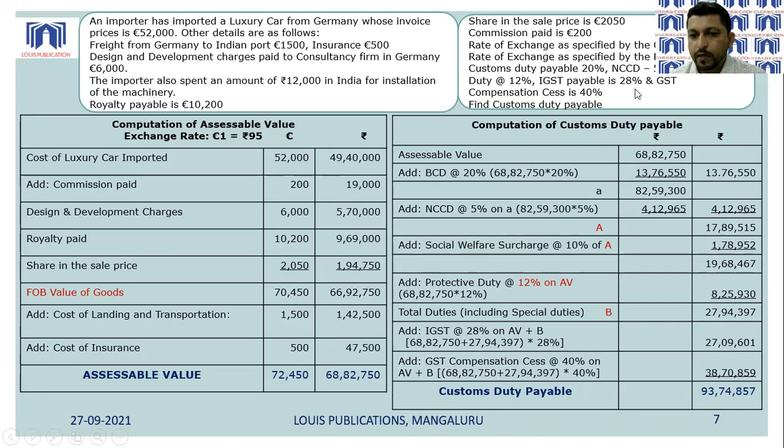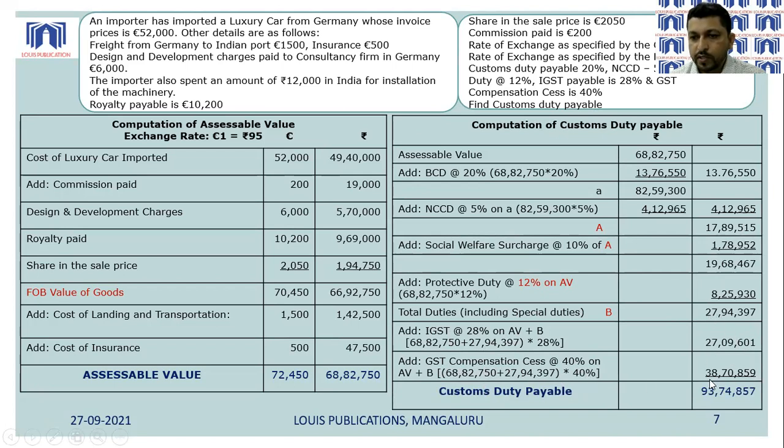Then we have IGST payable at 28%, and it's always calculated on the assessable value plus B. So the assessable value is 68,82,750 and the B value is 27,94,397. Multiplied by 28%, you get 27,09,601. Then we have GST compensation cess at 40% because this is a luxury item. So compensation cess is applicable on the same total. For calculation of GST compensation cess, the IGST amount is not taken. So 68,82,750 plus 27,94,397 into 40% will give you 38,70,859.